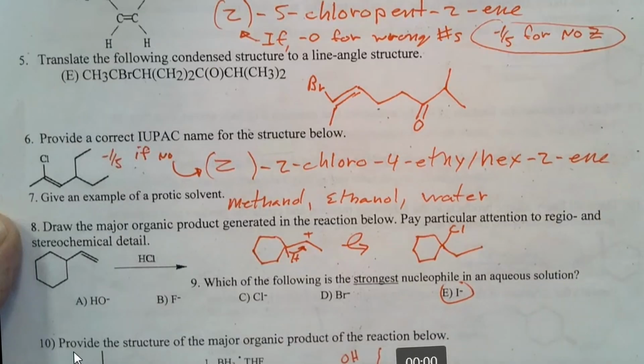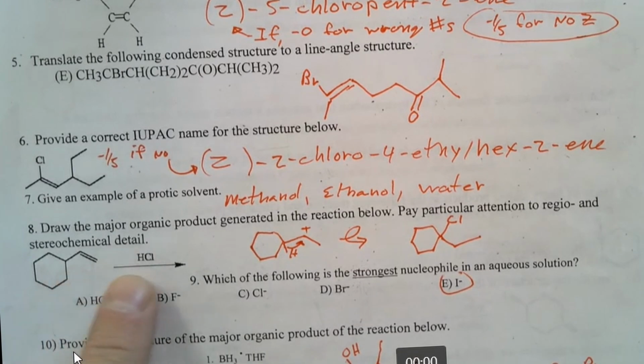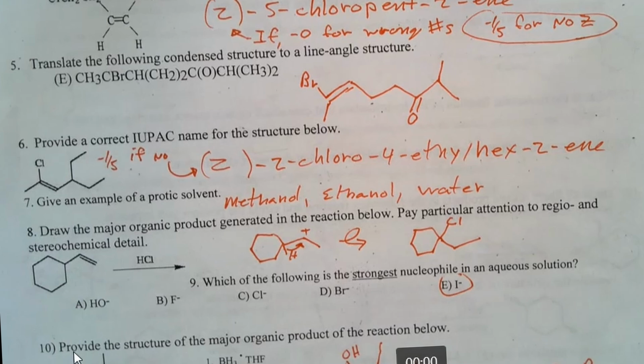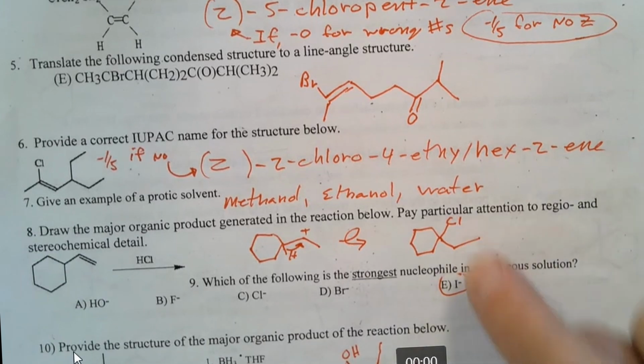Give an example of a corrosive solvent: methanol, ethanol, water. Here's an alkene. Here's an electrophile. This thing's going to hit, and the rich is going to get the hydrogen. You're going to have a secondary carbocation. It's going to rearrange into a tertiary. And so here's the addition product.